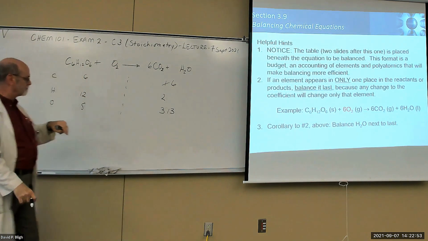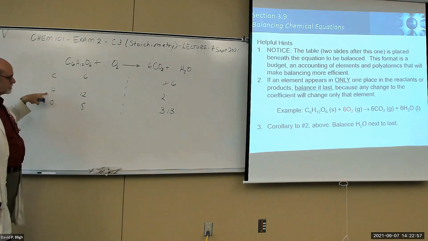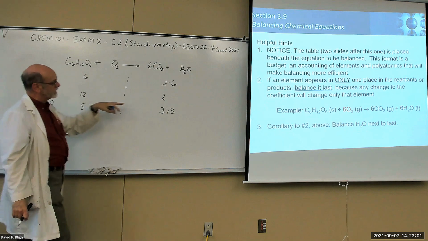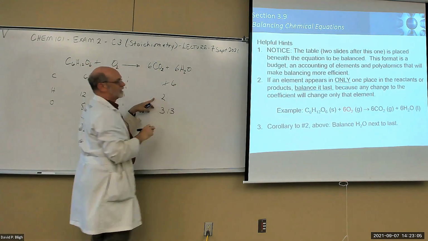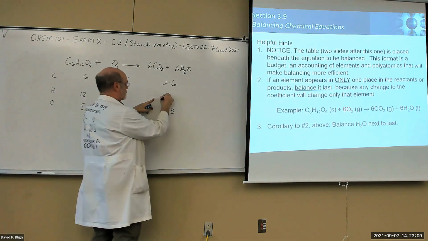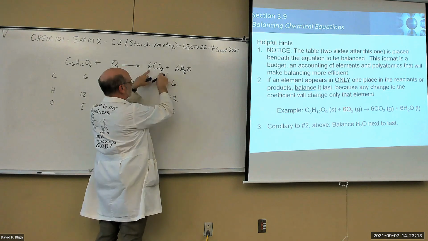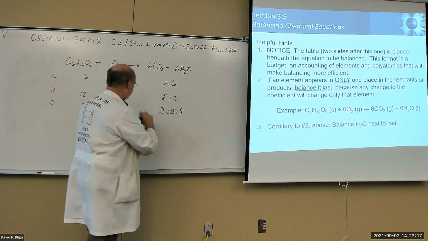Okay. Now what? Well, how about hydrogens? Let's see, we've got 12 hydrogens on this side, and we want 12 on this side. So put 6 there, and that makes 12 hydrogens, correct? But it also changes the number of oxygens. 12 plus 6 is 18. Okay?